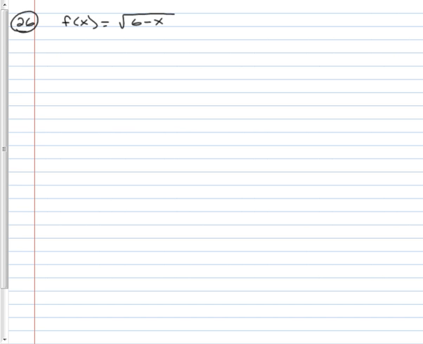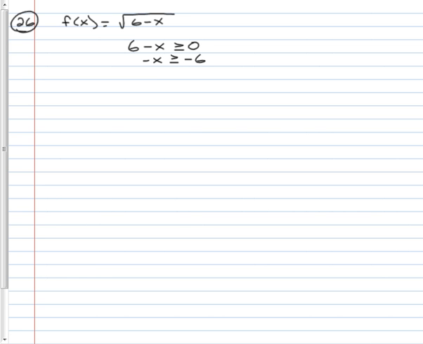Domains are values that we can put into our equation, and there's really only 2 restrictions. We can't divide by 0, and we can't take the square root of negatives. So I know whatever is inside the square root must be greater than or equal to 0. So I know my domain, 6 minus x, must be greater than or equal to 0. So I'm just going to solve for the x. I'm going to subtract 6, negative x, greater than or equal to negative 6.